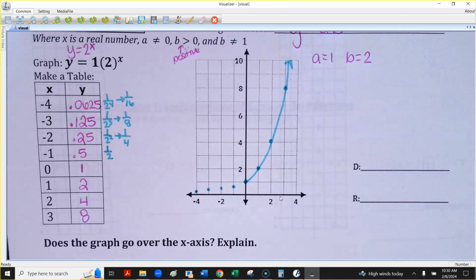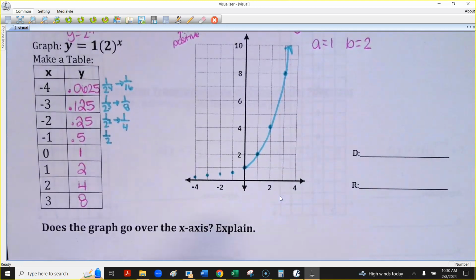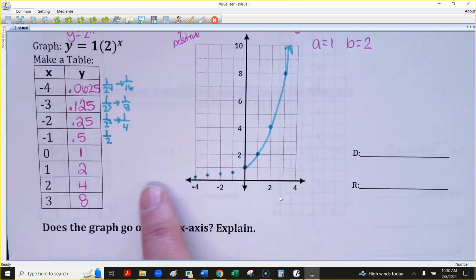Do you guys see this question underneath here? Is this going to go below the x-axis?